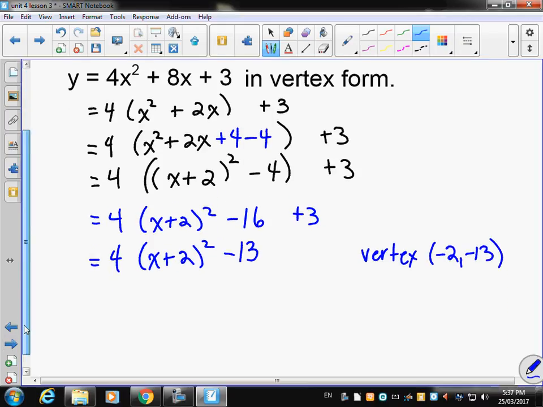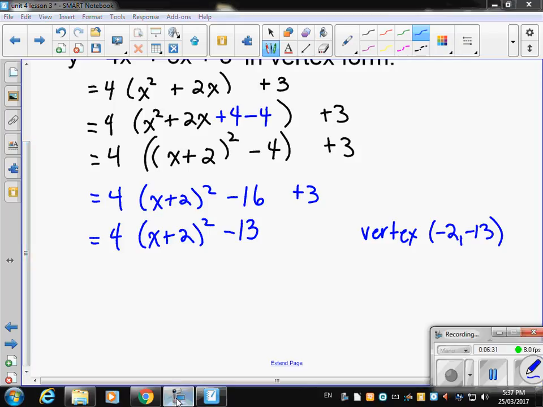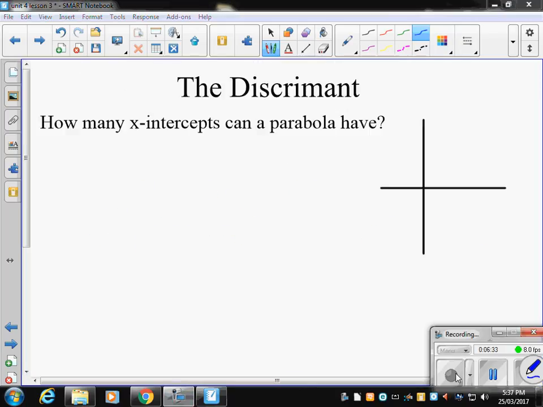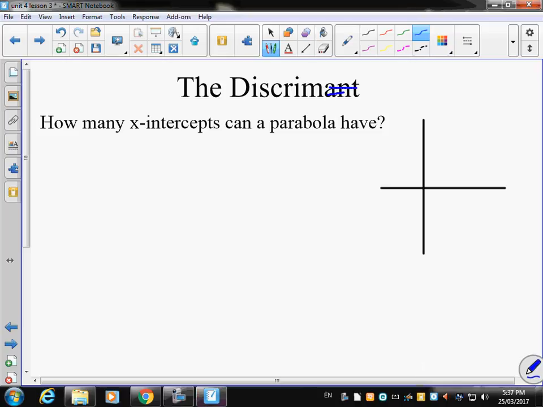And we have, okay, thought we had another completing the square, but we don't. The discriminant. Apparently I can't spell. I apologize for that. Discriminant comes from the word discrimination. It helps you to discern things, differences between things. How many x-intercepts can a parabola have?